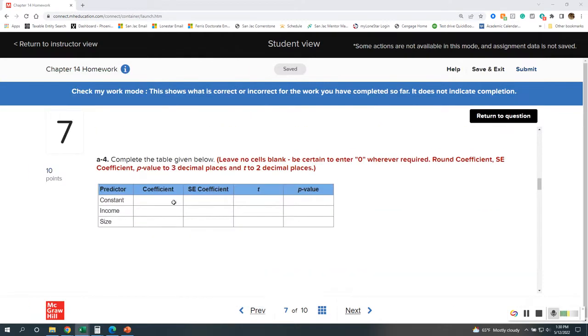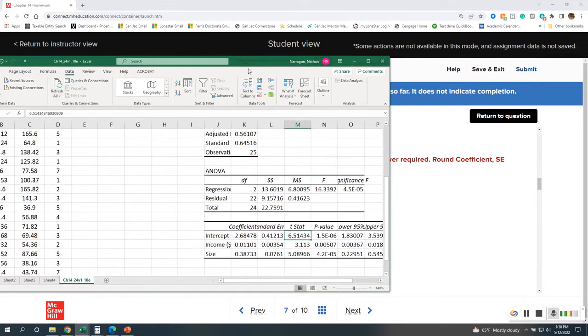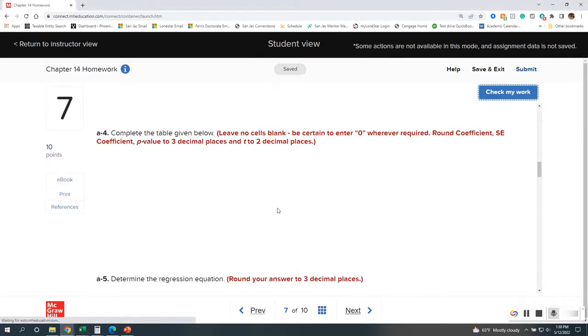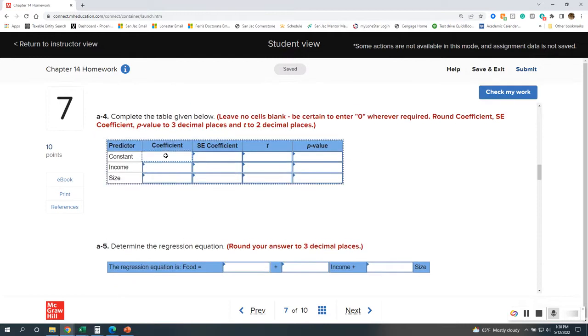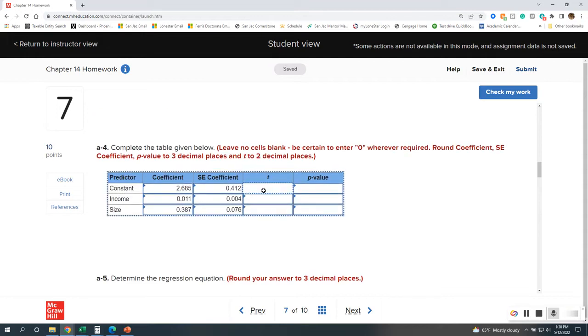Alright, complete the table given below. Coefficients. So now we're doing this table and we're inserting it into Connect. Coefficient is 2.68478. Income 0.01101. And size 0.38733. SE 0.41213, 0.00354, 0.0661. And again, I'm just going to let it round itself. So I know I'm putting in all the numbers per the Excel.